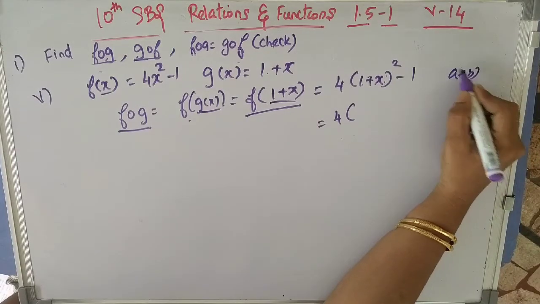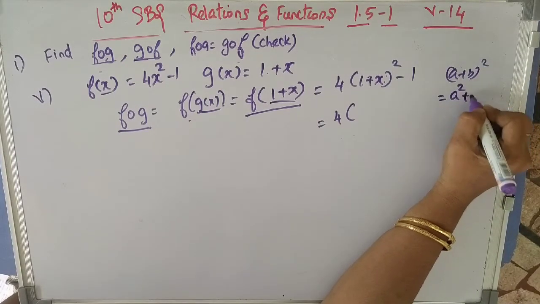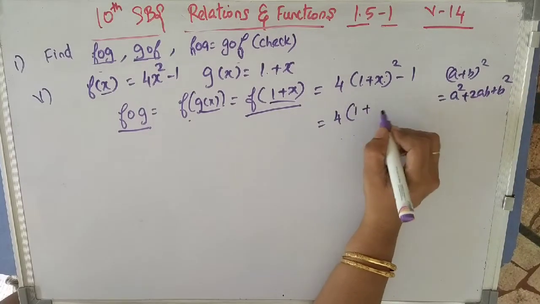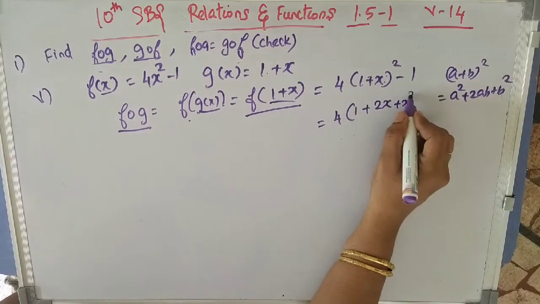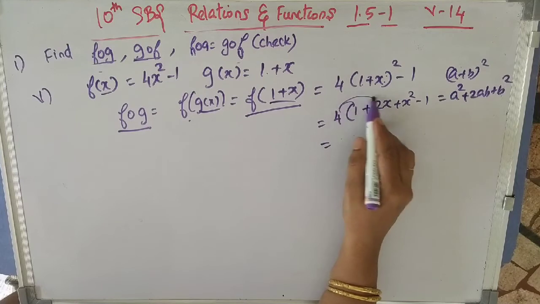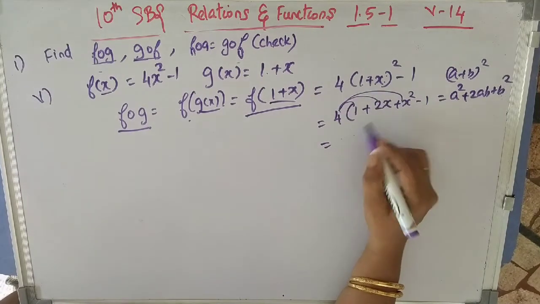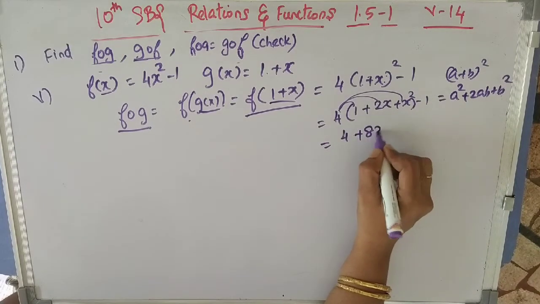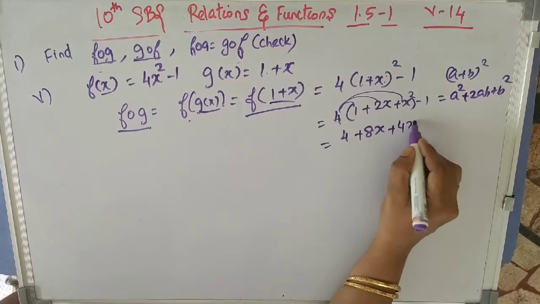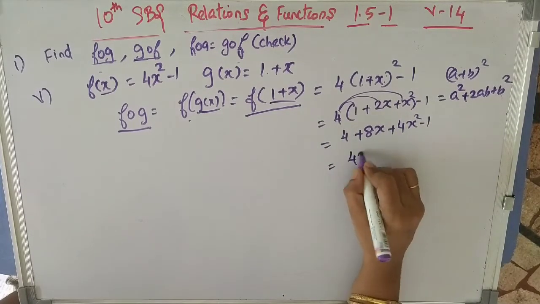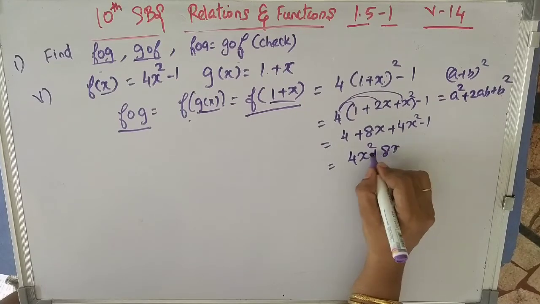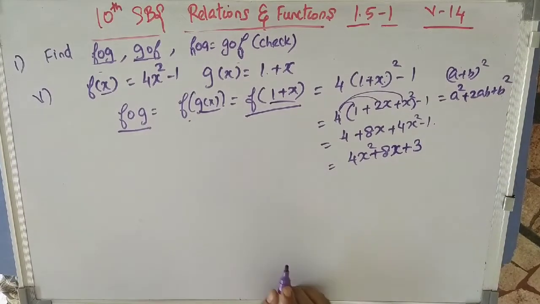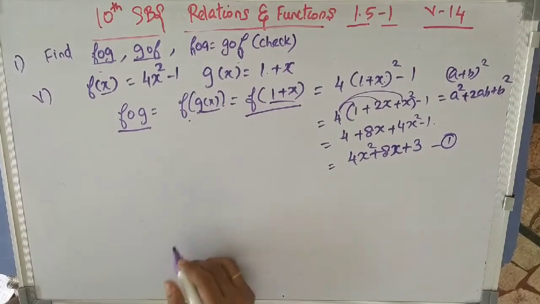This looks like a plus b the whole squared, which is equal to a squared plus 2ab plus b squared. So 4 into 1 plus 2x plus x squared minus 1. So 4 into 1, 4 into 2x, 4 into x squared, because 4 is a common multiplicand with the numbers, isn't it? So 4 into 1 is 4, 4 into 2x is 8x, 4 into x squared is 4x squared minus 1. So 4x squared plus 8x plus 3. Okay? This is f dot g. So I'm marking it as 1.